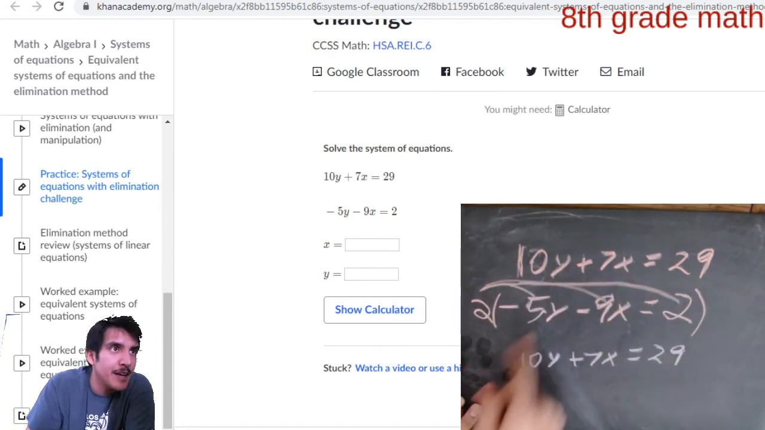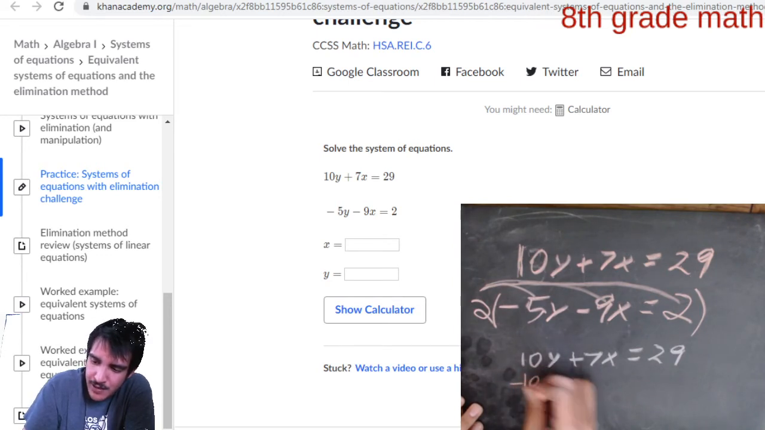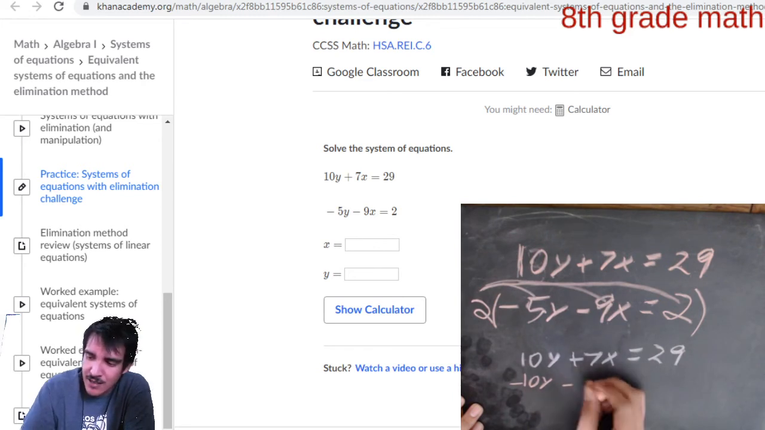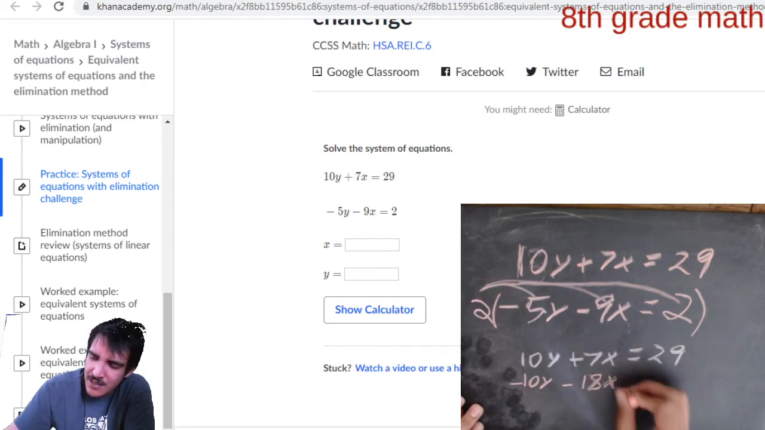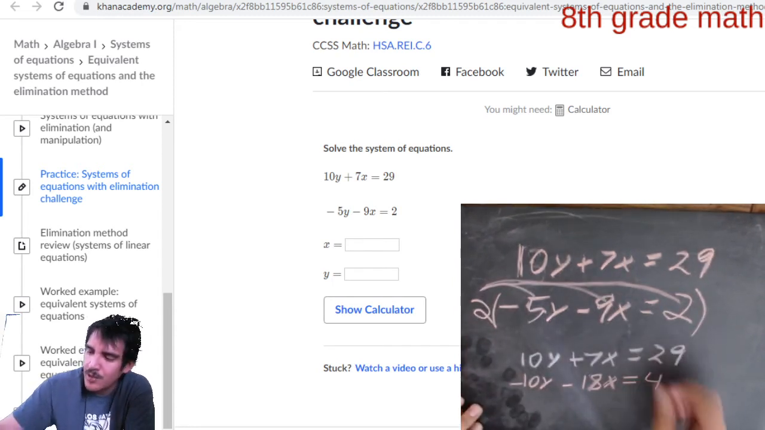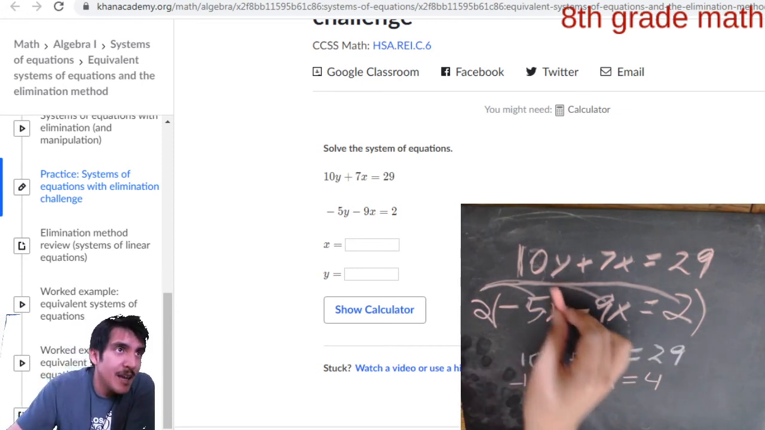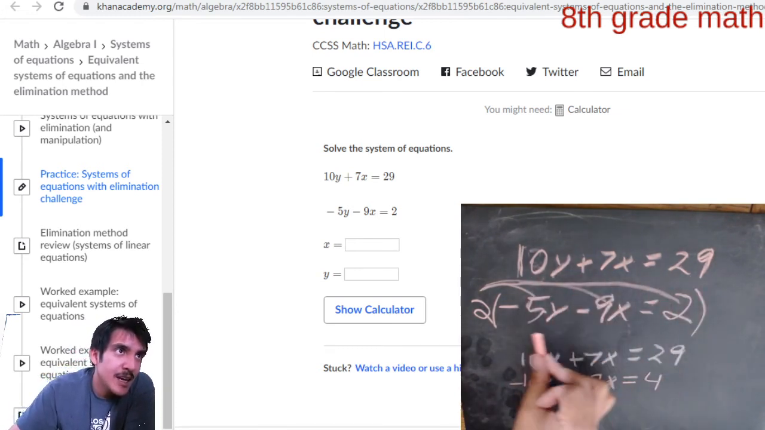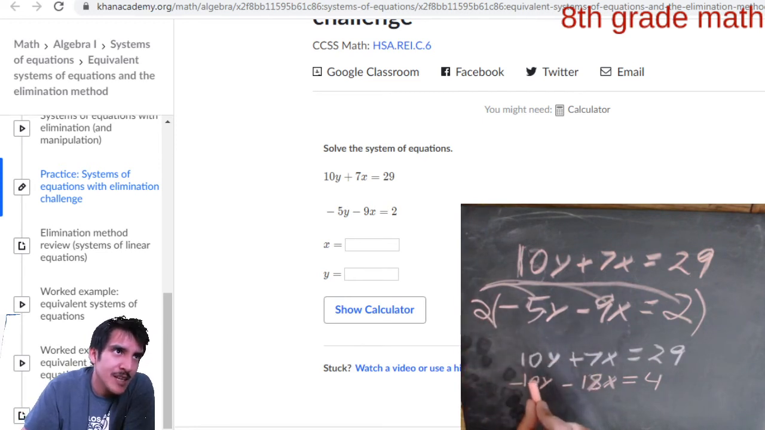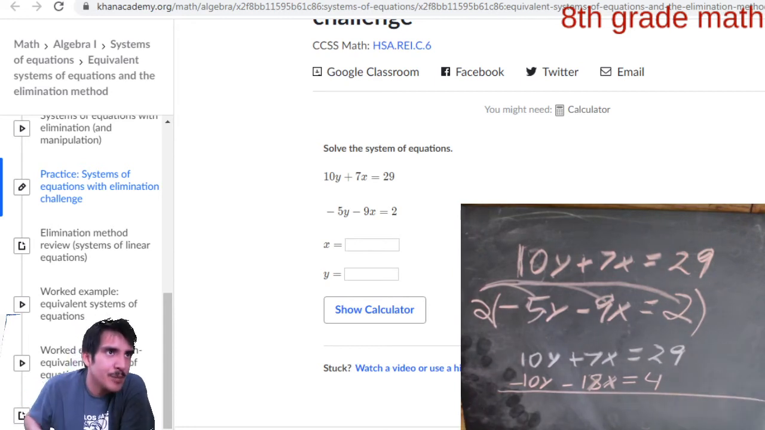2 times negative 5y, that's negative 10y. 2 times negative 9x, that's negative 18x. And then 2 times 2 equals 4. Notice I took my original equations and I multiplied one of the equations by 2, and watch what that did. I doubled the bottom equation, and now we have opposites. So now that you have opposites, I want you to put a line underneath both those equations.